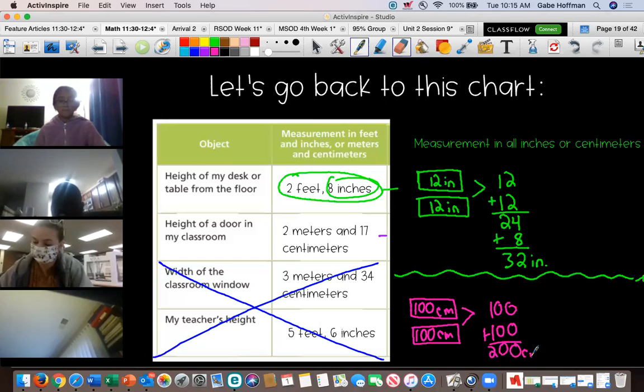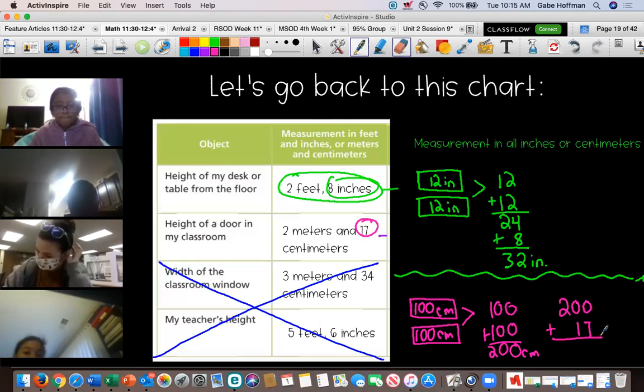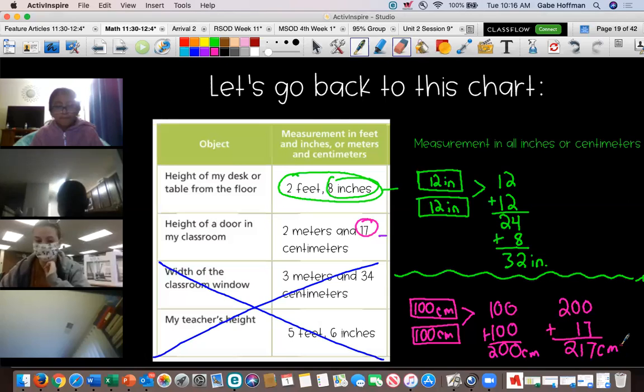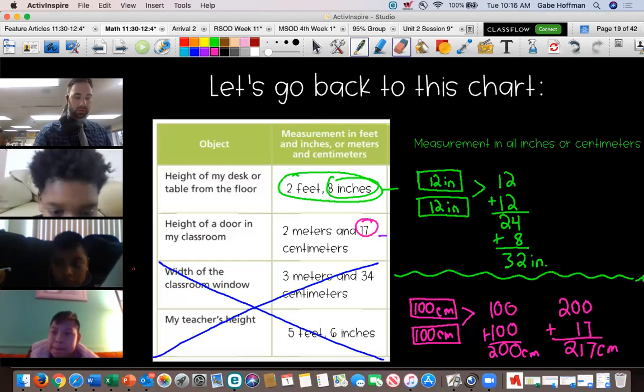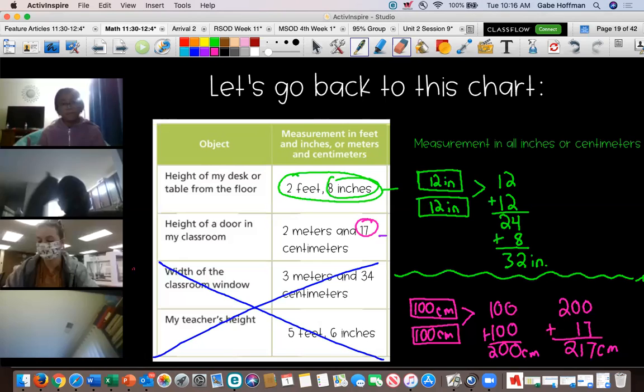Okay. Then what? Then I added 17. So you still had 17 left over. So you added 200 plus 17. What'd you get when you added 200 plus 17? 217. 217 centimeters. Give me a thumbs up if you agree with Christian's answer and you got 217 centimeters for that problem. I see lots of thumbs up. Very good. All right. Thank you too for taking time to share that.